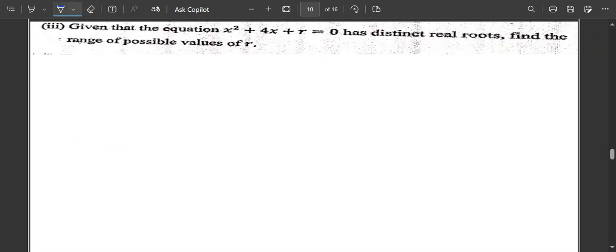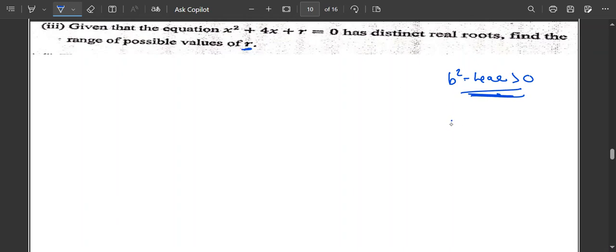Now the question says, given that the equation has a distinct root. So when something has a distinct root, how do we do it? We say b squared minus 4ac should be greater than 0. For equal roots it is something else, so know that. For distinct roots it should be this one. Then we are asked to find the possible values of R.